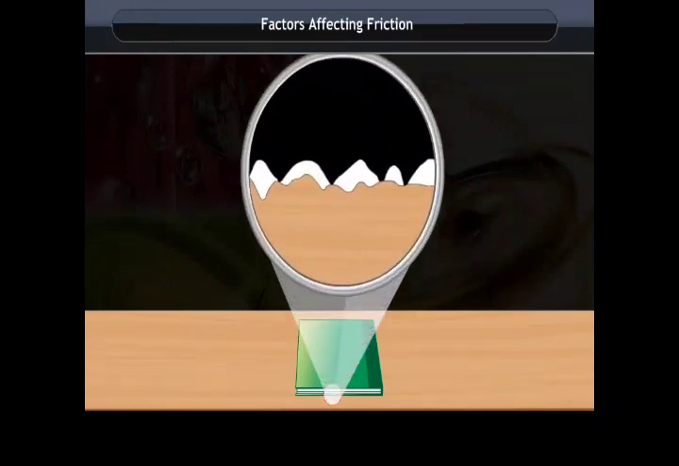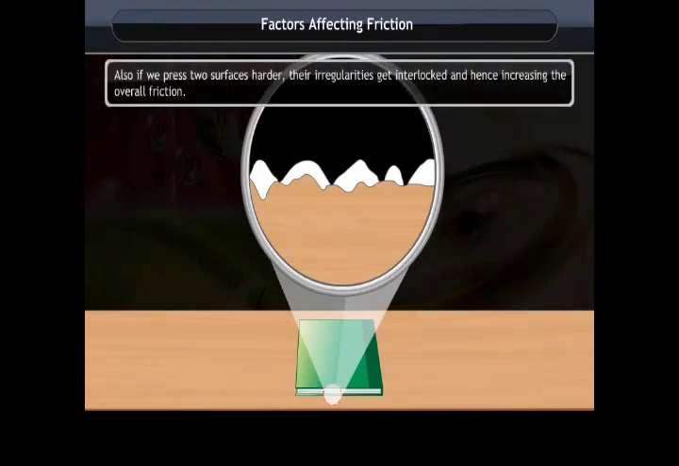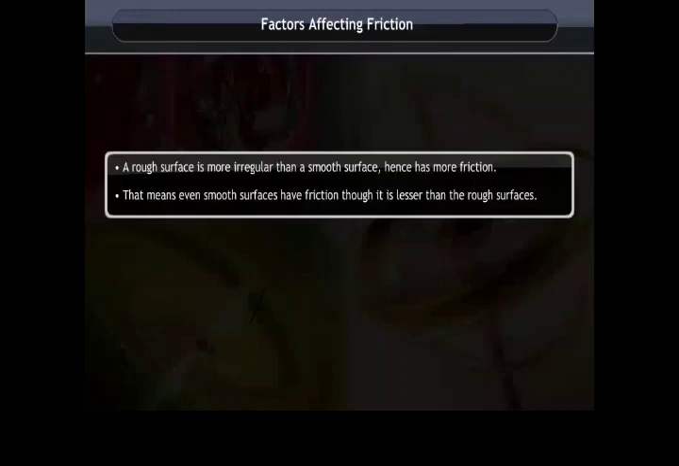The cause of friction is irregularities in the surface. These irregularities get interlocked with each other, and hence we have to apply more force to overcome this interlocking. Also, if we press two surfaces harder, their irregularities get interlocked more, increasing the overall friction. A rough surface is more irregular than a smooth surface, hence has more friction. But there are many small irregularities on smooth surfaces too. That means even smooth surfaces have friction, though it is lesser than rough surfaces.